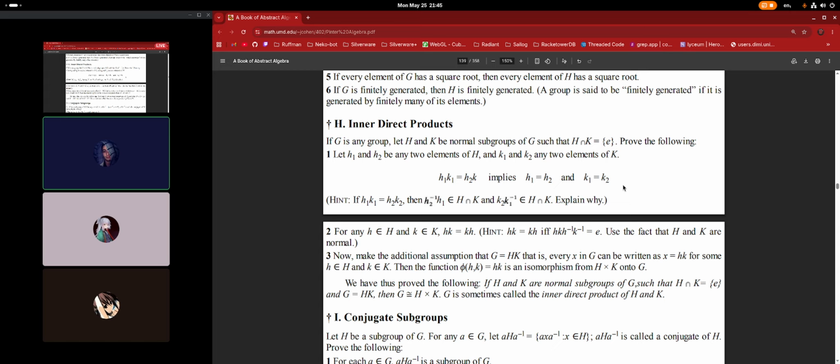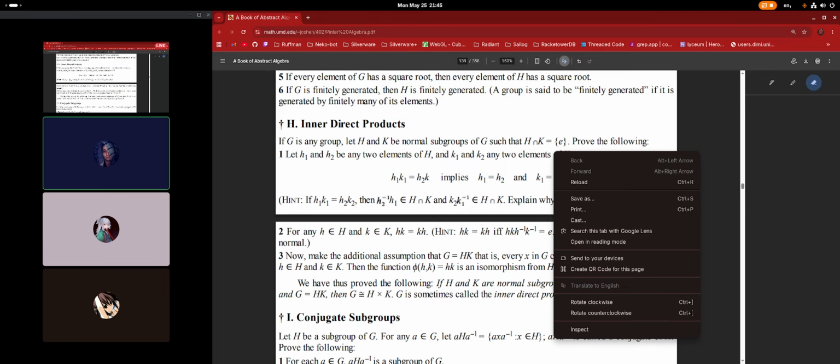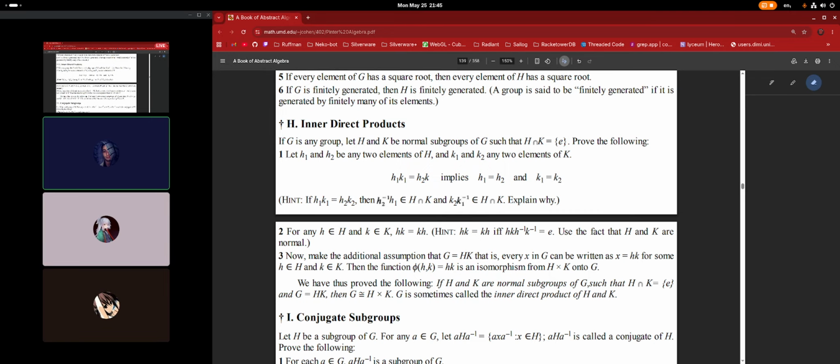Wait, what? That's very strong, isn't it? Because you're saying you have the sandwich, right? So let's imagine that you, okay, let me type that down because I think that's worthwhile. That's very cool. Okay, so let's say that you have an element, let's call it G. No, not G, because that's going to be confused with this G.